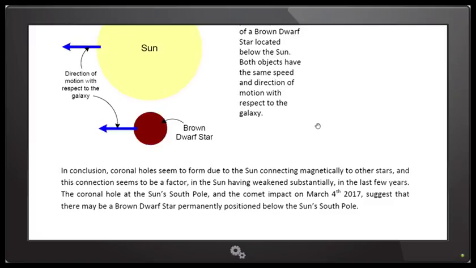And getting back to this report, in conclusion, coronal holes seem to form due to the sun connecting magnetically to other stars, and this connection seems to be a factor in the sun having weakened substantially in the past few years. The coronal hole at the sun's south pole and the comet impact on March 4th, 2017 suggest that there may be a brown dwarf permanently positioned below the sun's south pole.